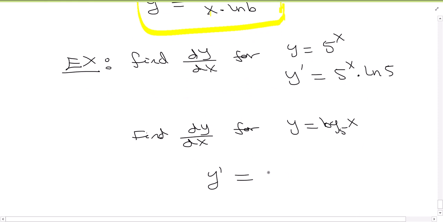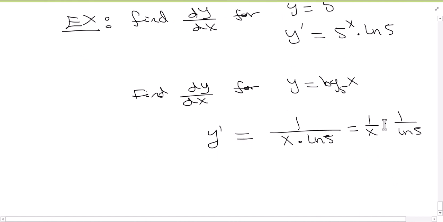So y prime then is going to be 1 over x, because I just have an x there, times the natural log of 5. Sometimes you might see this written as 1 over x times 1 over the natural log of the base. So you can think of it this way as well.